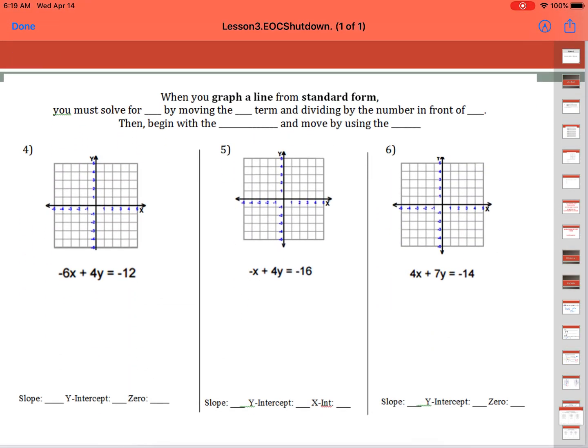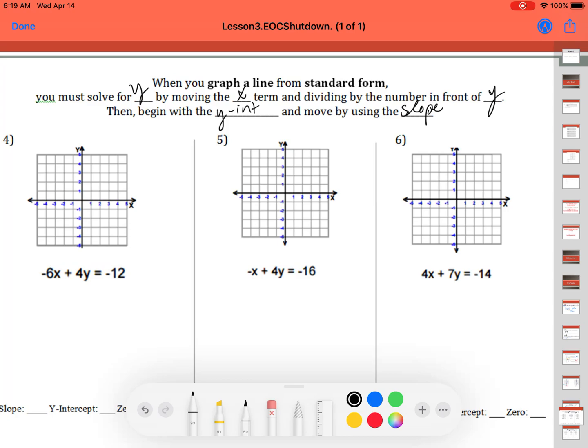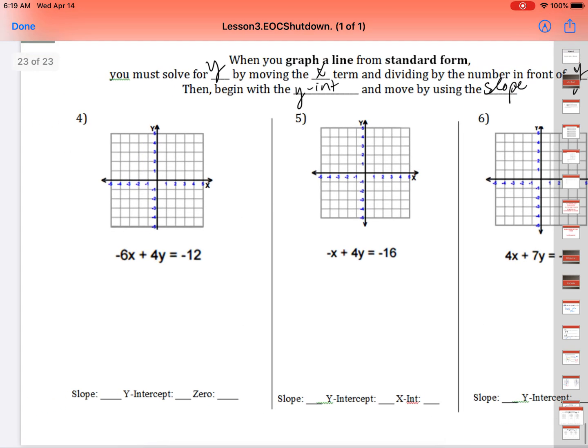When you graph a line from standard form, you must solve for y by moving the x term and dividing by the number in front of the y. Then begin with the y-intercept and move by using the slope. Super easy. So what that says is you must solve for y. So in this example, in number 4, let me zoom in.